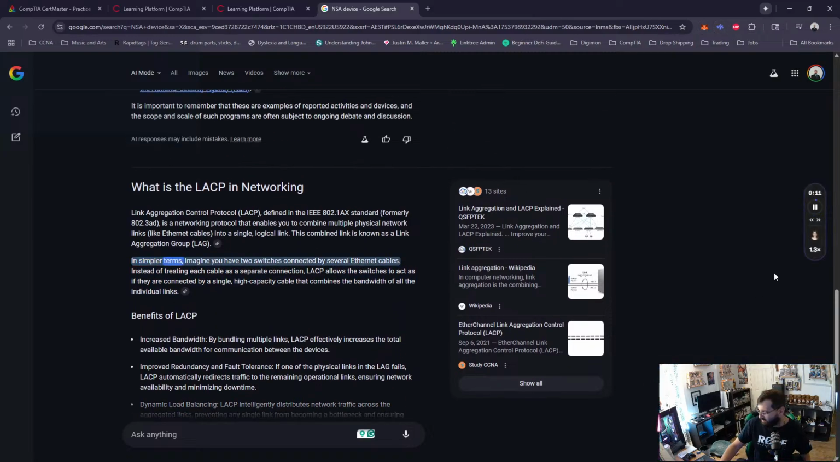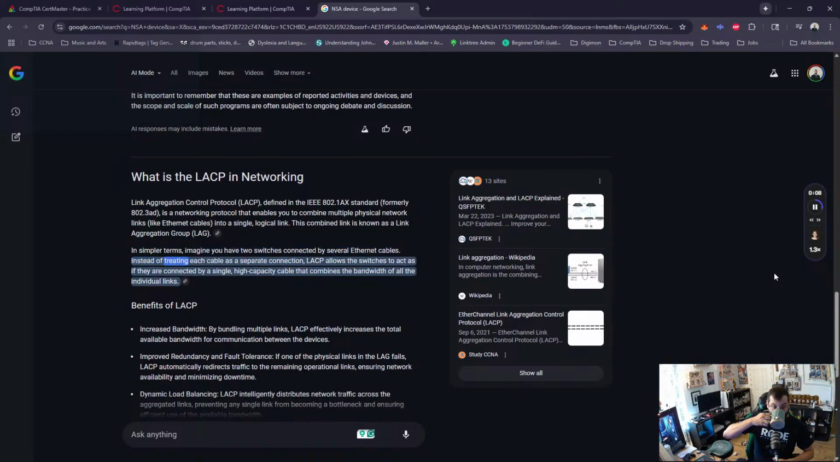In simpler terms, imagine you have two switches connected by several Ethernet cables. Instead of treating each cable as a separate connection, LACP allows the switches to act as if they are connected by a single, high-capacity cable that combines the bandwidth of all the individual links.